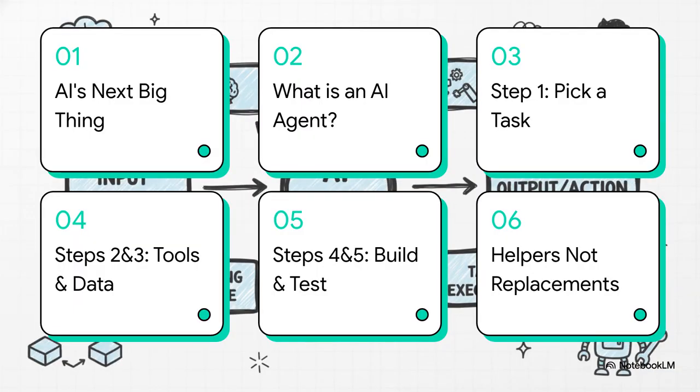So here's what we've got on the agenda. We'll start with the big picture, then get really clear on what makes an agent different. After that, we'll walk through a 5-step plan to get you building, and finally, we'll talk a little bit about how to use this technology responsibly. Sound good? Let's get into it.